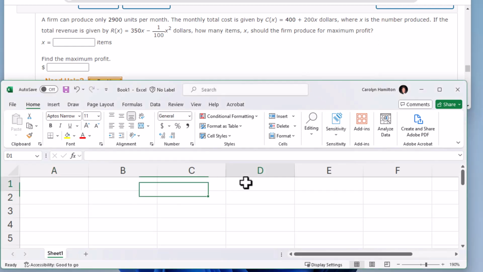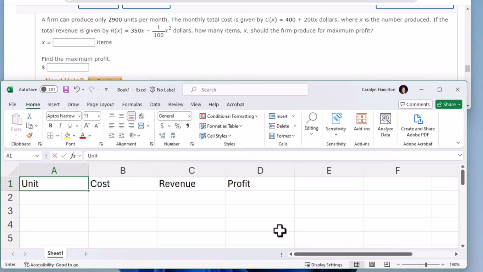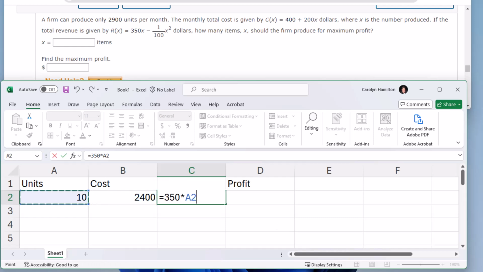Okay, so I'm going to need profit, which means I will need revenue and I will need cost. Those are both given, and both of those are based on units. So my units will be X. I'm just going to start with a number, and cost is 400 plus 200 times the units, and revenue is given by 350 times the units.